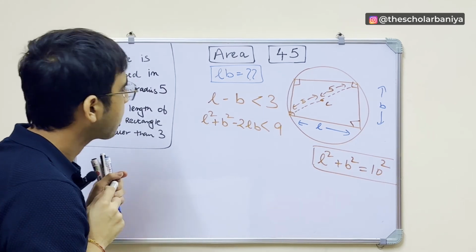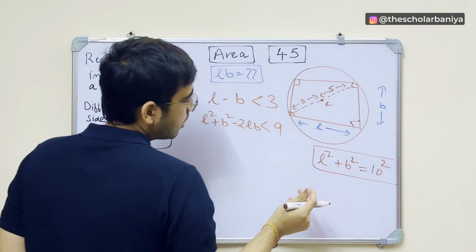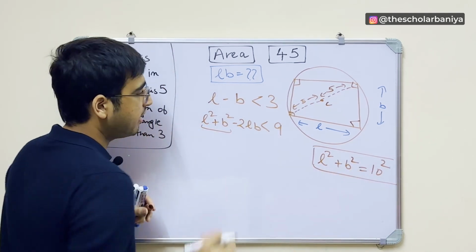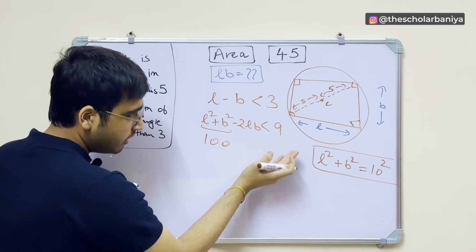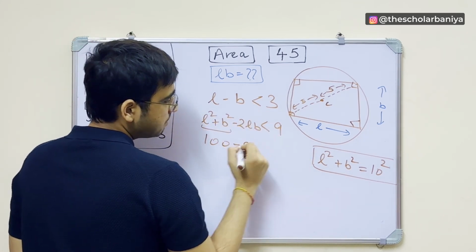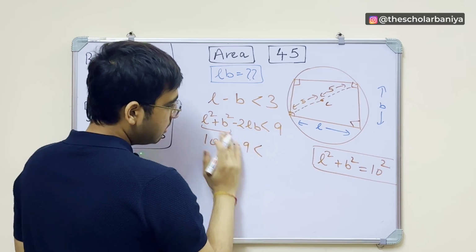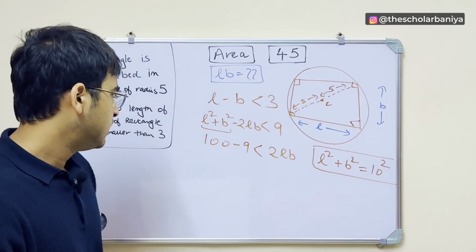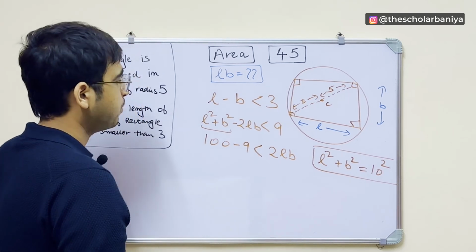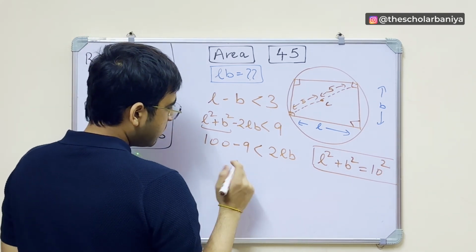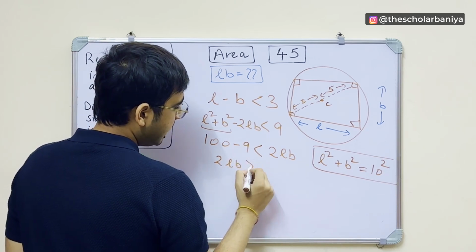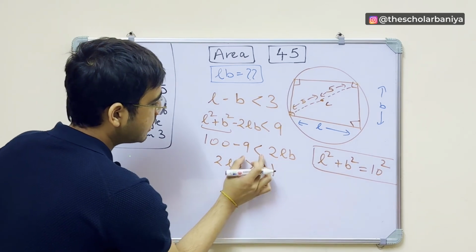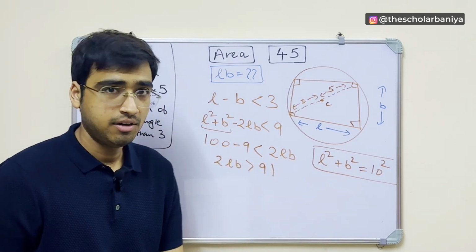Okay, perfect. Now tell me one thing. What is L square plus B square? L square plus B square is 10 square, which is 100. So this is 100, right? We bring 9 over here, 100 minus 9 is greater than 2LB. We take 2LB over there. I hope this also makes complete sense, right? Perfect. So now if we solve this, 2LB is greater than 100 minus 9, which is 91, right?